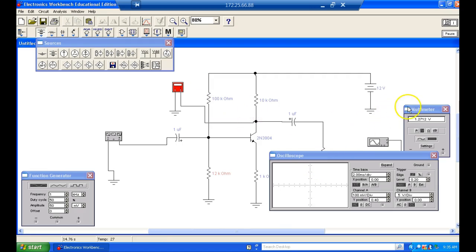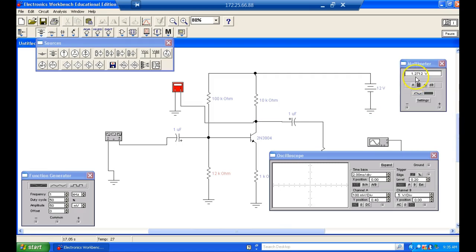Collector voltage has gone down to 1. This is the telltale sign right here. It's supposed to be 6 volts. It's sitting at what? Can y'all see this? Yeah, it's sitting at 1.3 volts. Supposed to be what? 6. So the transistor's moved way into saturation.